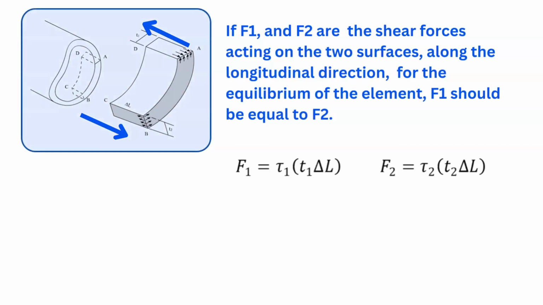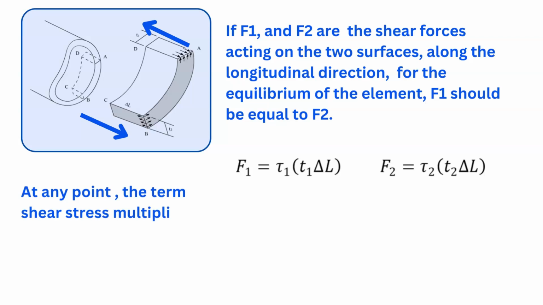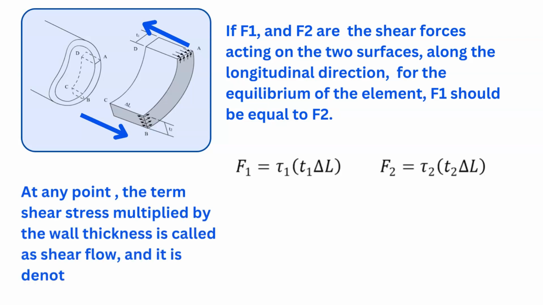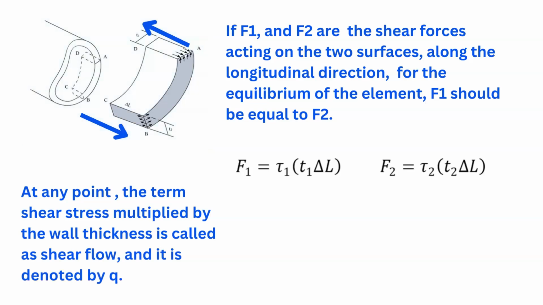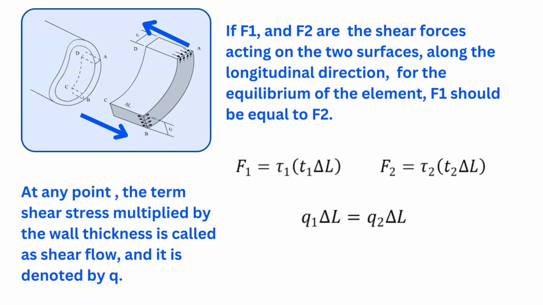F1 and F2 can be written in terms of shear stress, tau, thickness, and the length. At any point, the shear stress tau multiplied by the wall thickness t is called the shear flow, and it is denoted by q. Therefore, we can write q1 times delta L is equal to q2 times delta L. This means q1 equals q2. This means, along the periphery of the tube, the shear flow is constant.